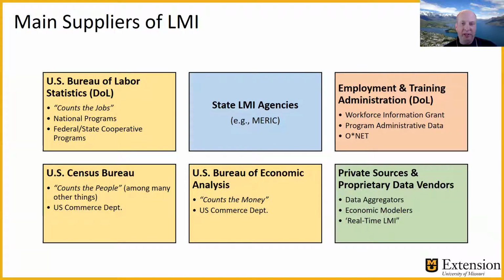If you're thinking about the big three federal statistical agencies, there's obviously the Census Bureau, which counts the people. That's the big one. Among many other things, they also count anything from new business starts to exports and all sorts of other things. The Census Bureau is part of the Commerce Department.